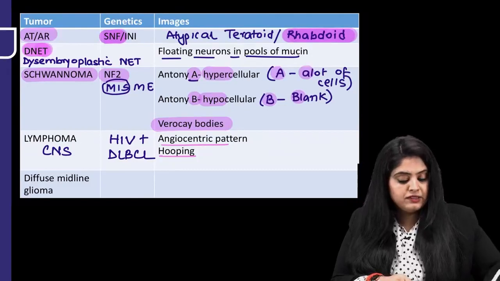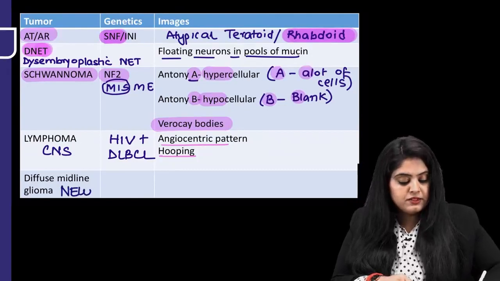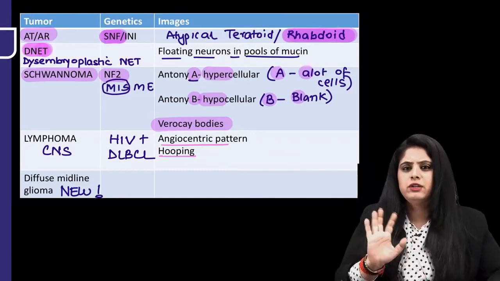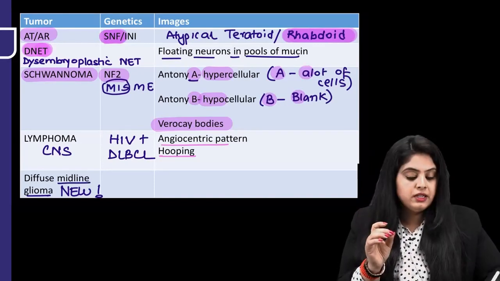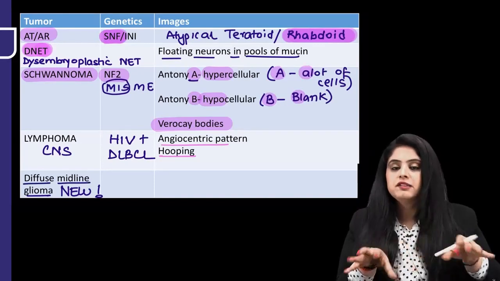Coming to the last one, this is a new tumor, a new update: diffuse midline glioma. Break it down and you'll get everything. Firstly, glioma, of course, is a brain tumor. Midline, it occurs in the midline of the brain. Diffuse, it's not at one place, it is spreading around.